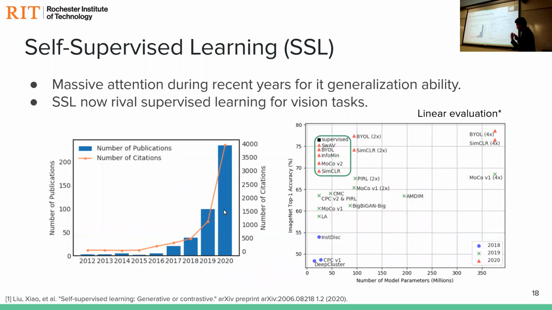This method has drawn massive attention during recent years because they generalize better than supervised in some cases. And now it rivals supervised learning on this linear evaluation task that I showed before. On the image on the left, you can see that over the years, the number of papers and citations has increased exponentially on this topic. And you can see this set of methods here, they are reaching now the performance of supervised learning, where this is showing you the top one accuracy on linear evaluation on ImageNet.